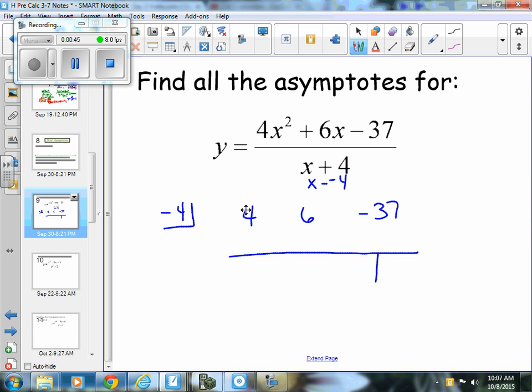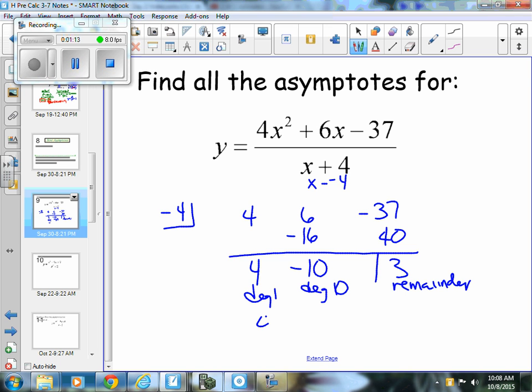You take out the variables and you just do the long division, so bring down the 4, and then you multiply, which would be negative 16, and then you add negative 10, and then multiply again gives you 40, and then you add. So you can get all the values a little bit quicker. So this would be the remainder. This is your degree 0, and this is the degree 1 term. So that means it would be 4x minus 10. So your slant asymptote would be y equals 4x minus 10.